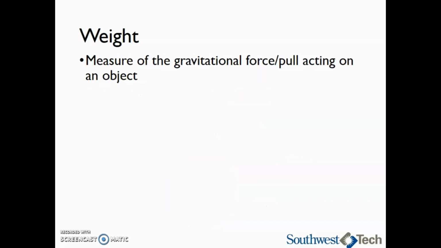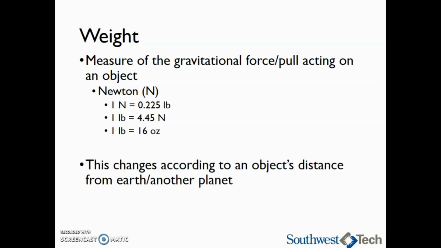Weight, on the other hand, is a measure of the gravitational force or pull acting on an object. So weight is measured in newtons in the SI system, or pounds, which you may be a little bit more familiar with in the English system. But 1 newton is equal to 0.225 pounds. 1 pound is equal to about 4.45 newtons. These are just some basic conversion factors that you may find helpful on some of the homework.